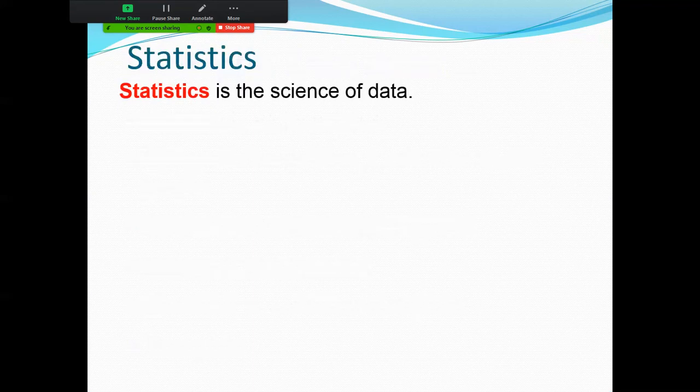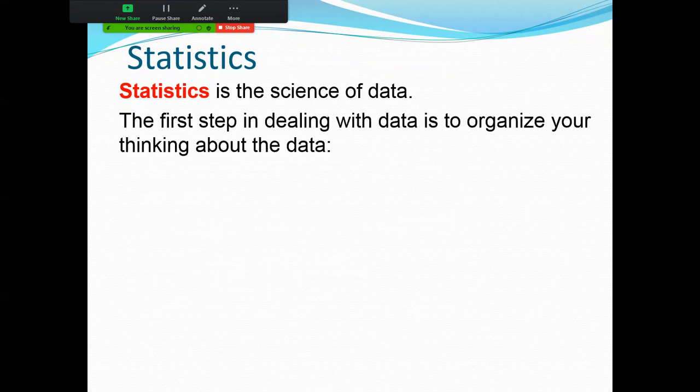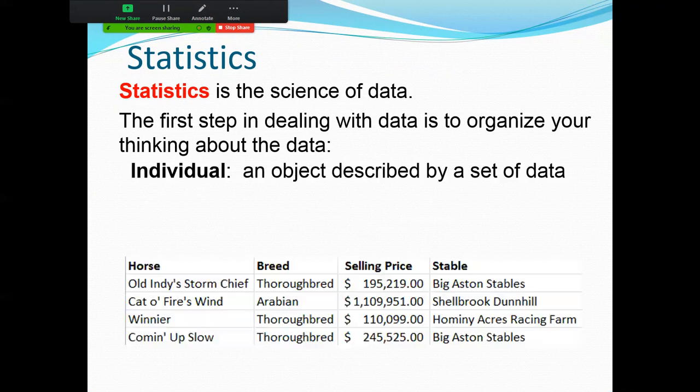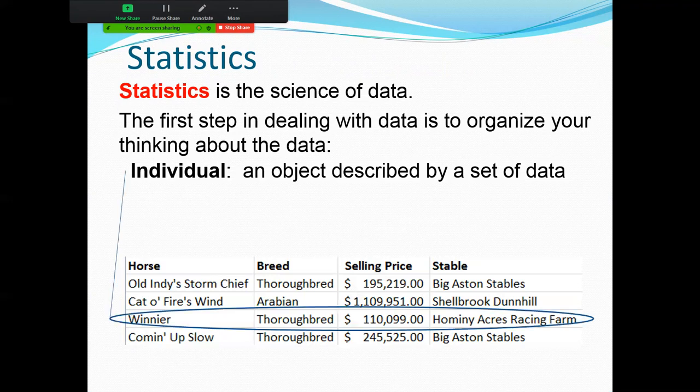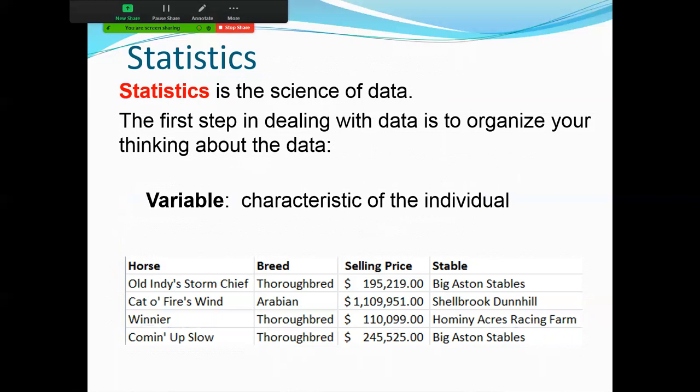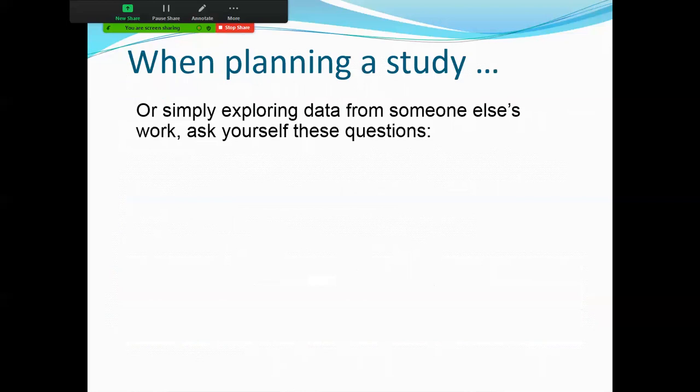Statistics. Statistics is the science of data. The first step in dealing with data is to organize your thinking about the data. Individual, an object described by a set of data. The individual here is circled as linear. Variable, characteristic of the individual, such as the name, the horse name, like I said, the breed.